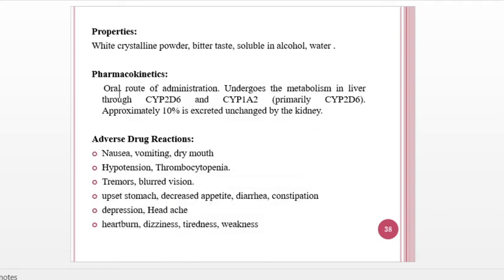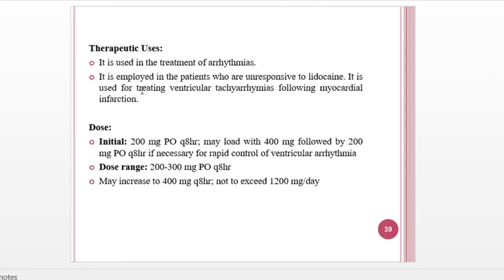Pharmacokinetics: it mainly undergoes liver metabolism through CYP2D6 and CYP1A2, and primarily 10% of the drug is excreted unchanged in the kidney. Okay. Therapeutic use is the treatment of arrhythmia, and it is also employed in patients who are unresponsive to lidocaine. It is used for the treatment of ventricular arrhythmia and tachycardia following myocardial infarction.